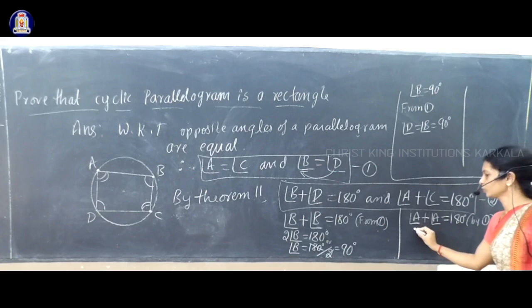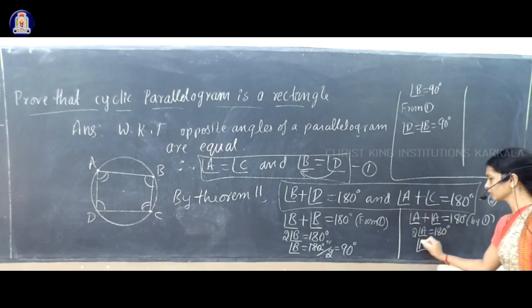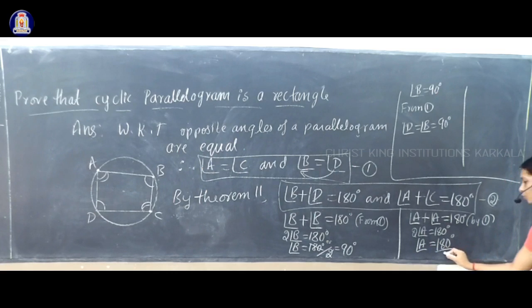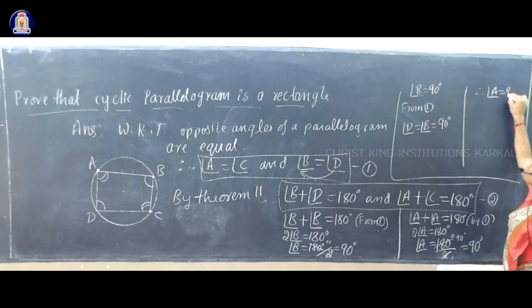And here also 2 times angle A, that is equal to 180 degree. So from this, what is angle A equal to? Angle A is equal to 180 degree divided by 2. 2 ones are 2, 90 times. Okay, so angle A is how much degree? That is 90 degree. So therefore angle A is equal to 90 degree.